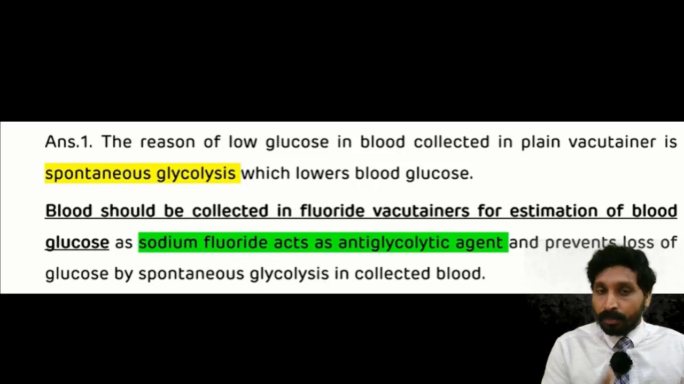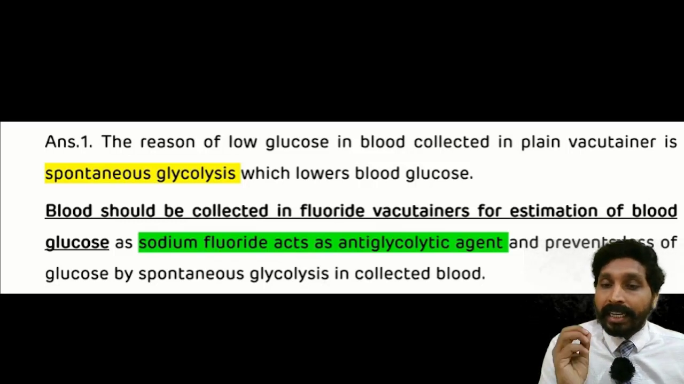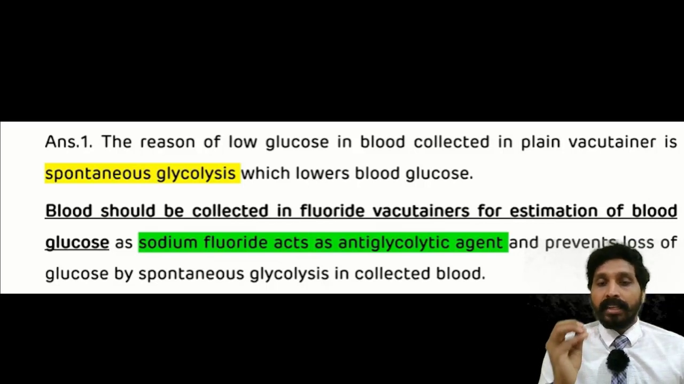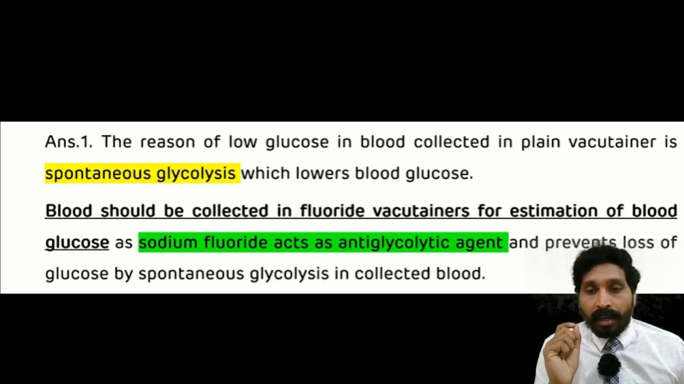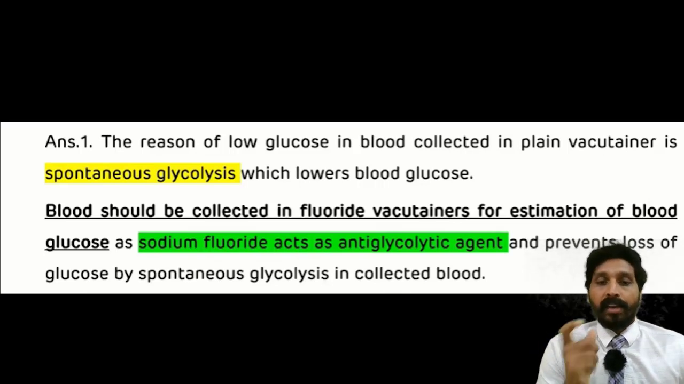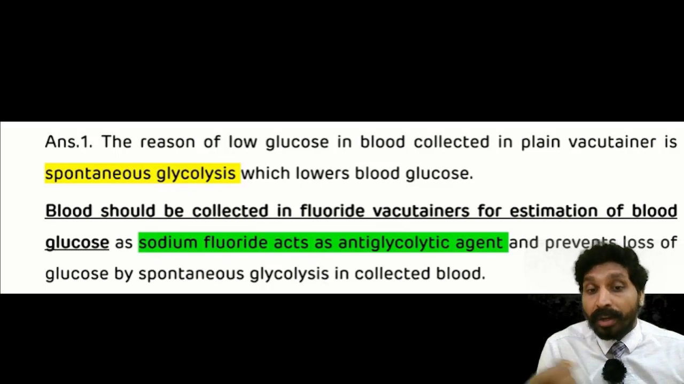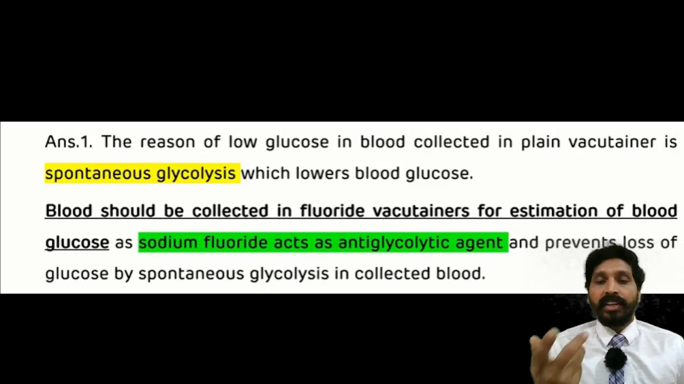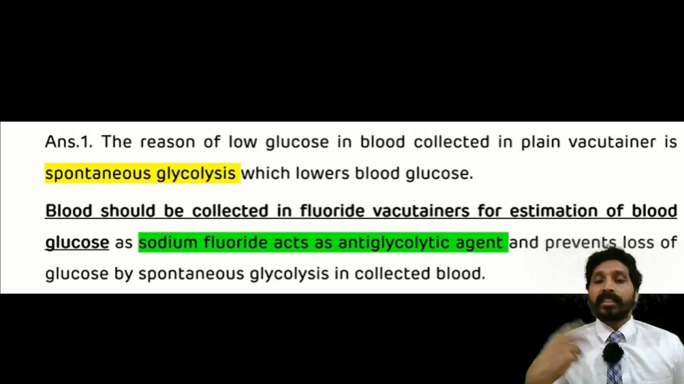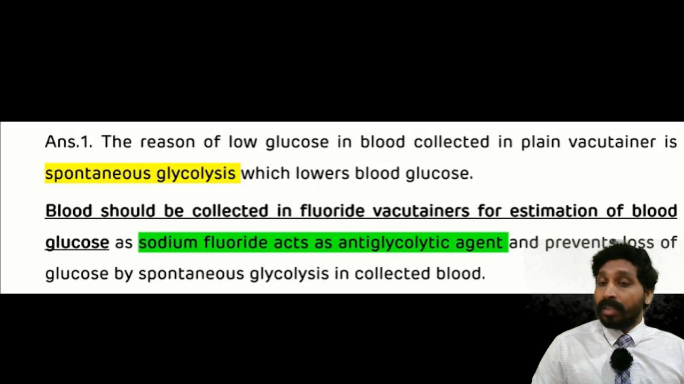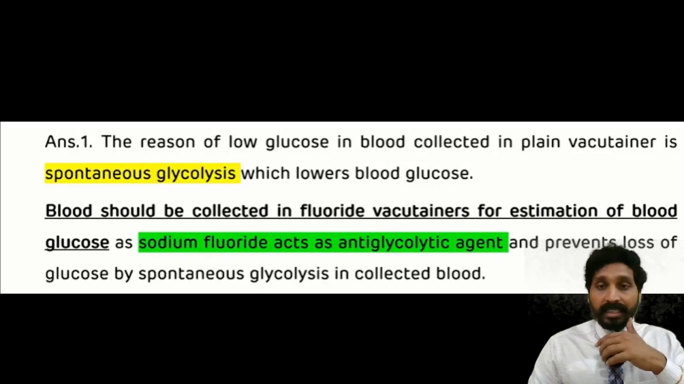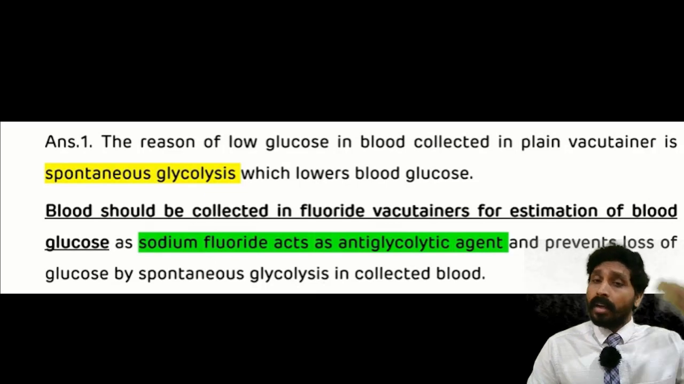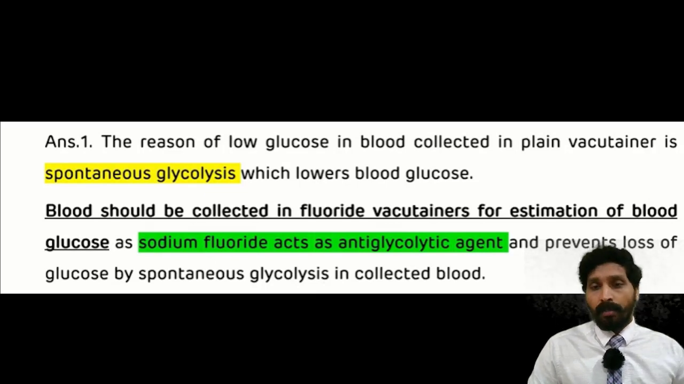So blood should be collected in a fluoride vacuum tube as it has an anti-glycolytic agent. Fluoride acts as an anti-glycolytic agent, and which enzyme does it inhibit in glycolysis? It inhibits enolase. The enzyme enolase in glycolysis is inhibited by fluoride ions, and sodium fluoride acts as an anti-glycolytic agent here and prevents the loss of glucose by spontaneous glycolysis in collected blood. That is the reason for low blood glucose levels when the blood is collected in a plain vacuum tube, because it doesn't have any anti-glycolytic agent, so glycolysis happens and most of the glucose is processed by glycolysis.